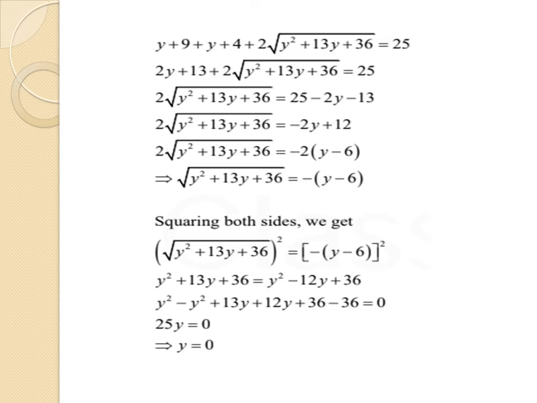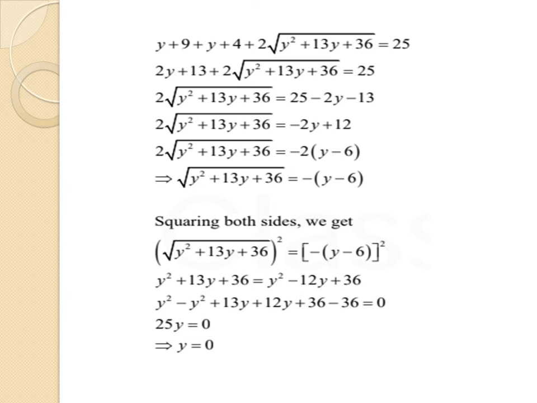When we take -2 common from the right hand side, we get -2(y - 6), and now we divide both sides by 2 to further simplify this equation and get √(y² + 13y + 36) = -(y - 6). Now we take the square on both sides again. Before you take the square for the second time, make sure that your expression under the radical sign is isolated on one side of the equation. So after taking the square on both sides, we get (√(y² + 13y + 36))² = (-(y - 6))².